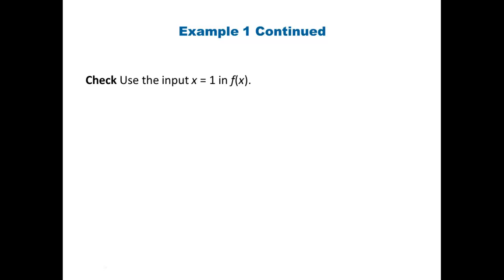So what we want to do is check. Use the input x equals 1, and we just picked x equals 1 because 1's an easy number to work with. So f of x was x minus 1/2, that was the original. Let's see what f of 1 equals. 1 minus 1/2, and 1 minus 1/2 is 1/2.